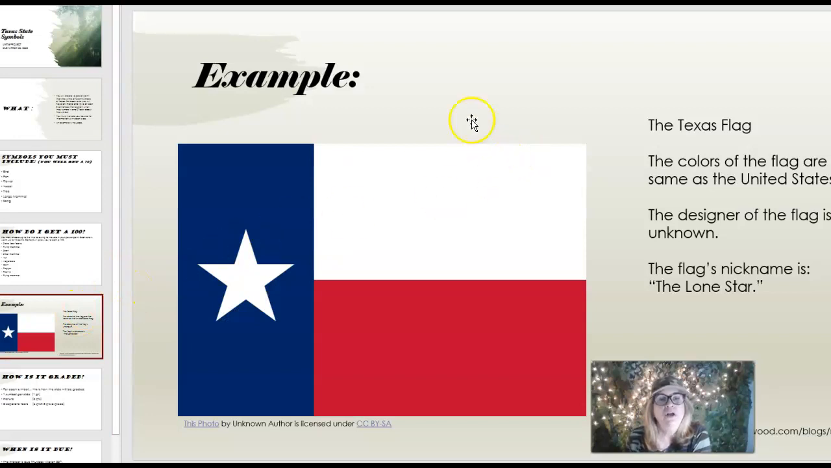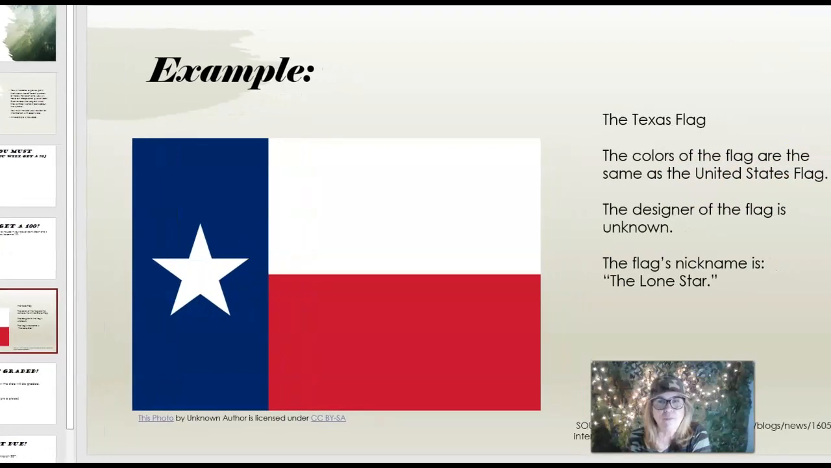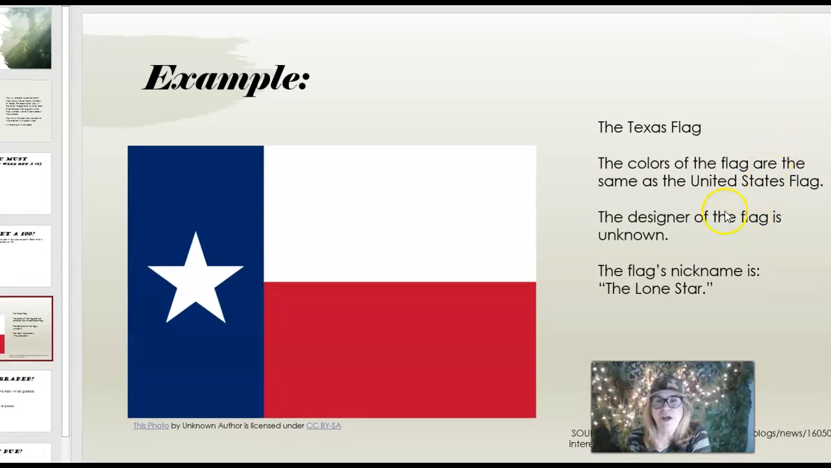Okay, so here's an example. The Texas flag is on your list. So they wrote on here, the colors of the flag are the same as the United States flag. The designer of the flag is unknown. The flag's nickname is the Lone Star. Now look over here. There's 2 sources.